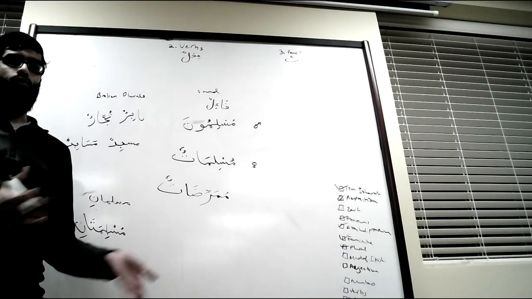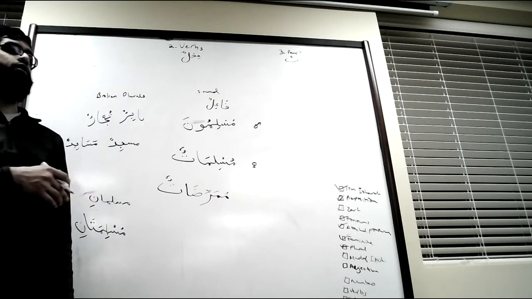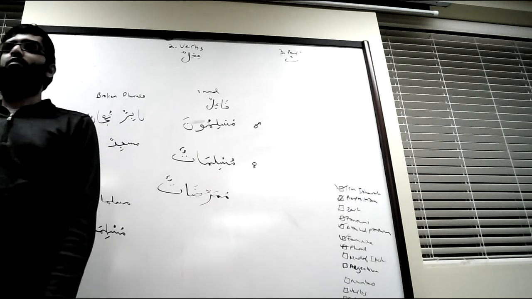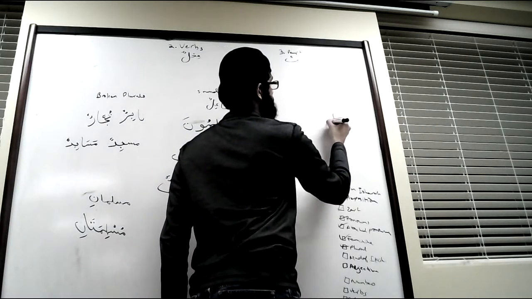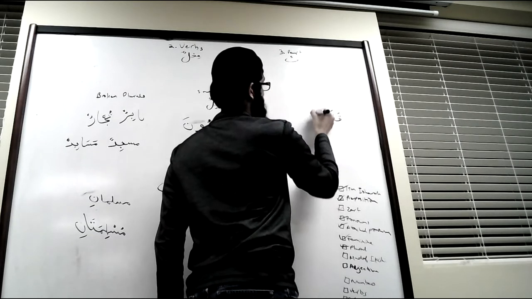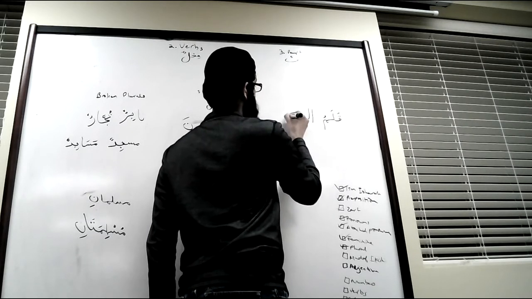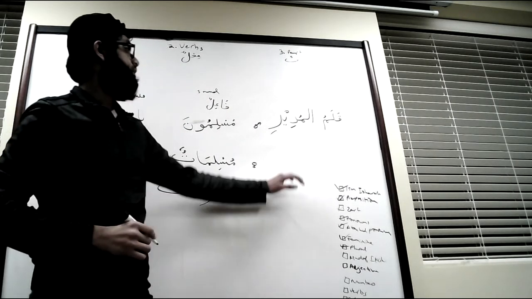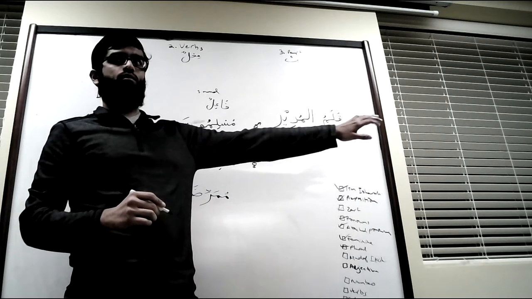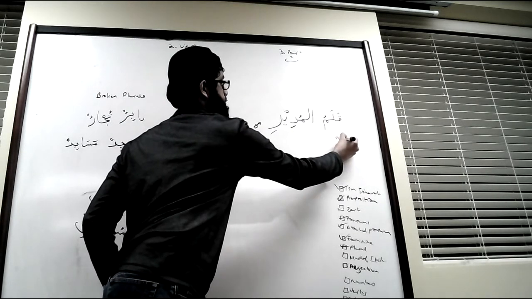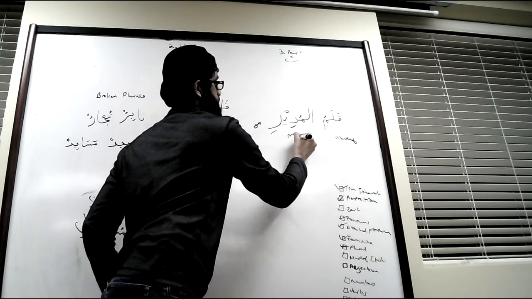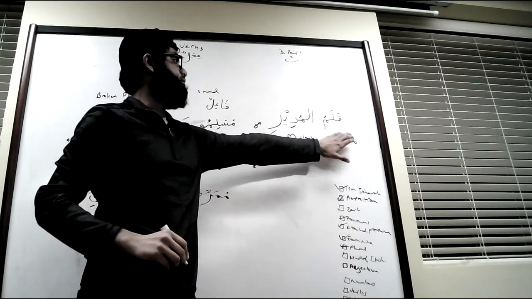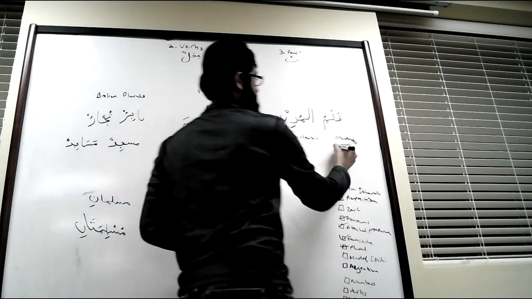Mudaf, mudaf ilayhi, right? That was way back. Very simple stuff. How do I say the pen of the principal? Qalamu al-mudiri. The principal is mudir, right? So where is the mudaf? Qalamu is the mudaf, and then the mudaf ilayhi is al-mudiri. Okay. So what did we say? What was the rule for the mudaf? Cannot have al, right? No al.